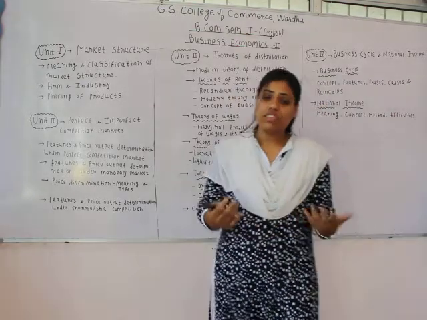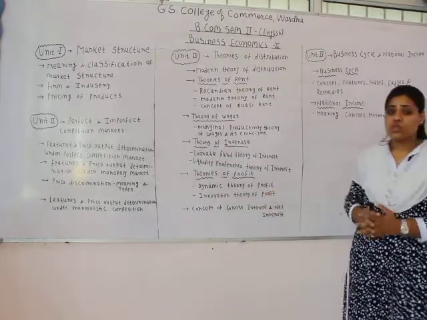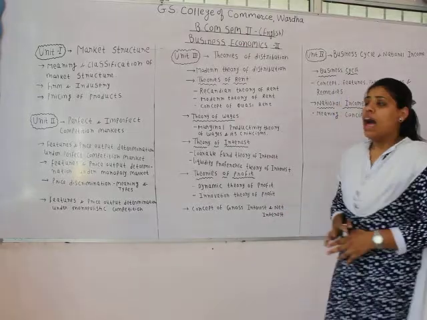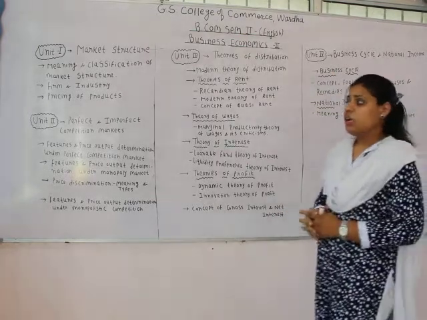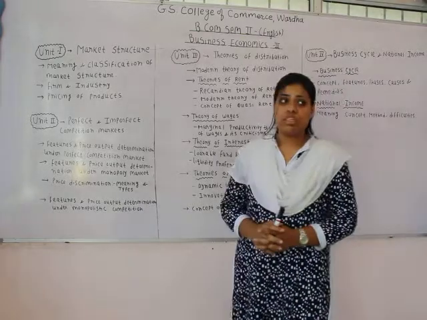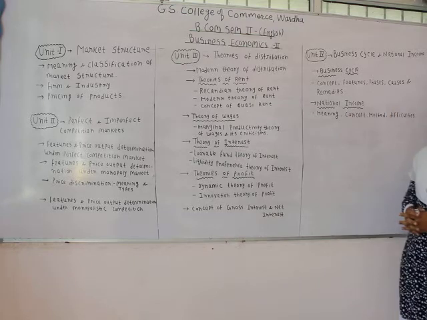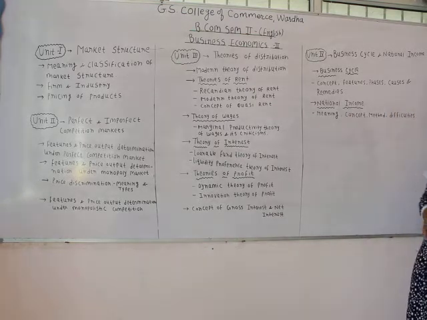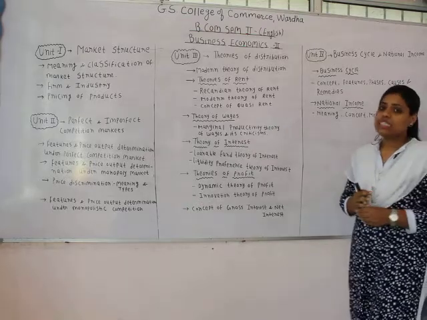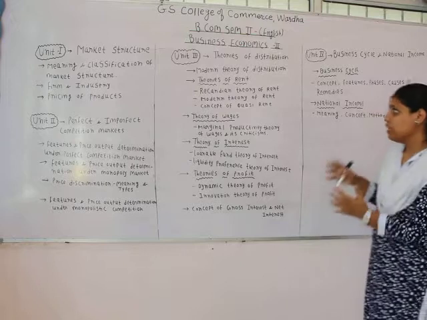As you have seen the syllabus of all other subjects as well, this subject is also divided in 4 units. Basically market structure, the second unit is the perfect and imperfect competition market, in third unit we have theories of distribution, and in fourth unit we have business cycle and national income. So now we will see what are the different components or elements under these different units.